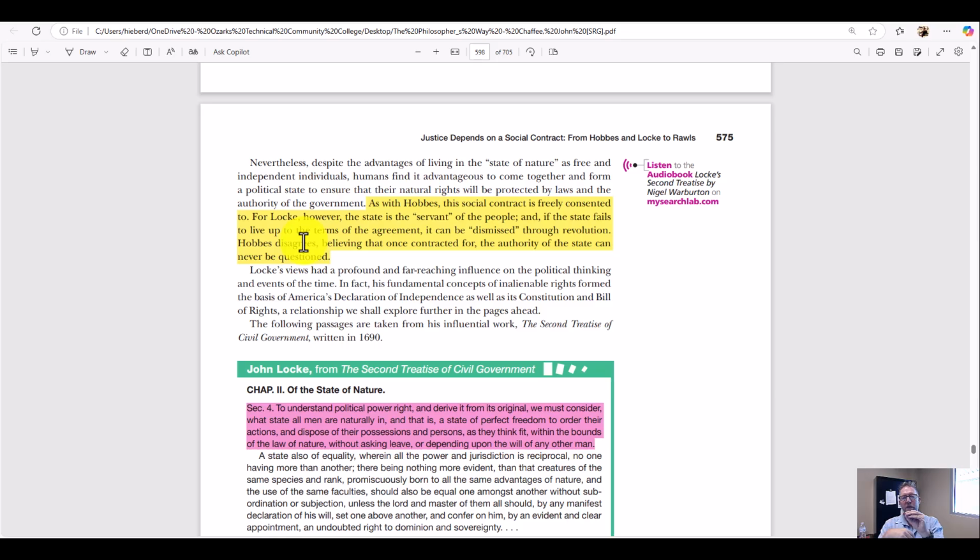So if I steal some of your corn in the state of nature, I haven't done anything wrong. I'm just trying to survive, right? I'm just trying not to starve to death.